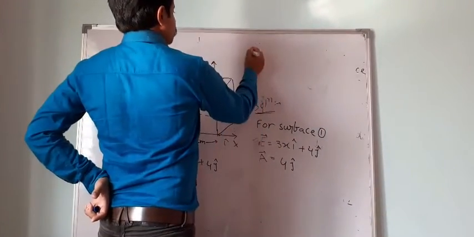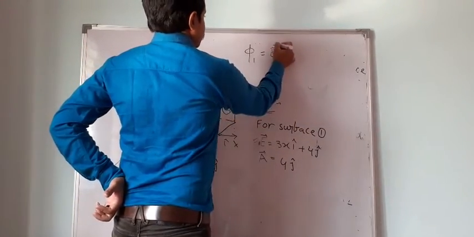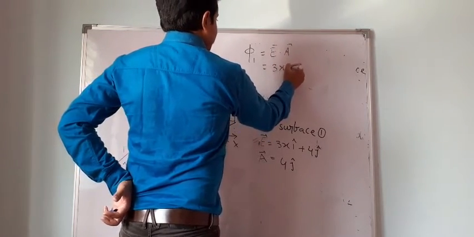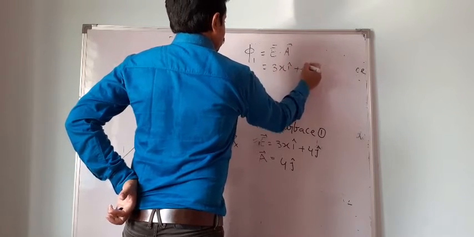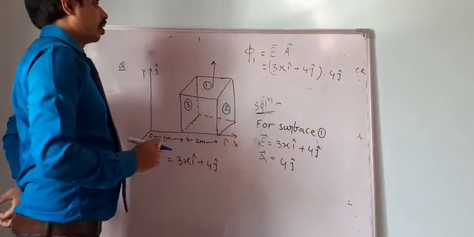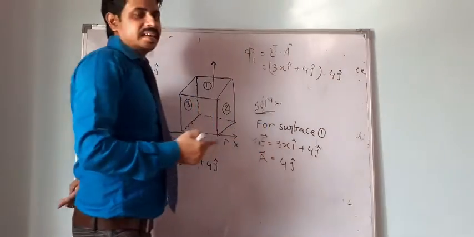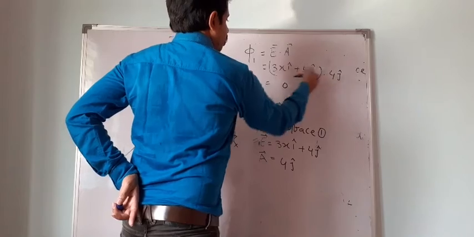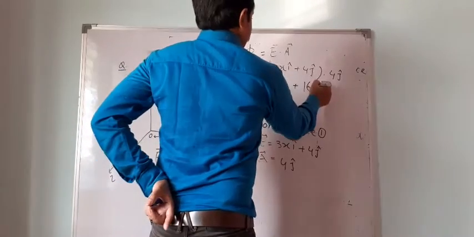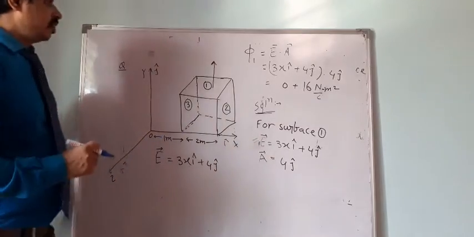So phi 1 is equal to E dot A, that is (3x I cap plus 4j cap) dot 4j cap. So I cap dot j cap is 0. You know that I and j are at 90 degrees, so the dot product will be 0 for these two, and it is 16 for this. So 16 Newton per Coulomb meter square is the flux for the first surface.